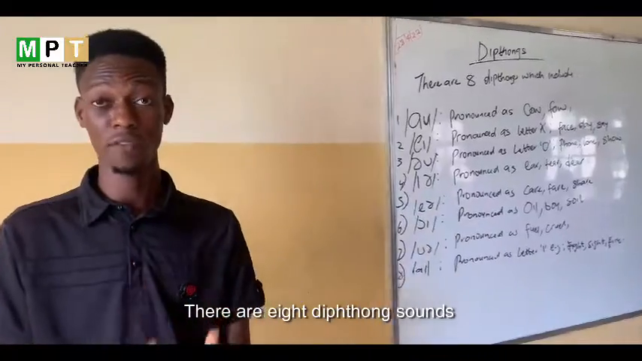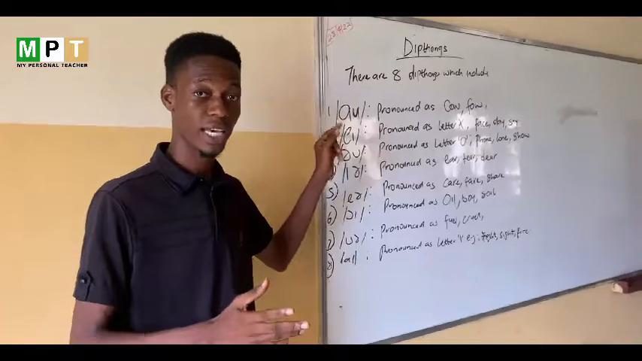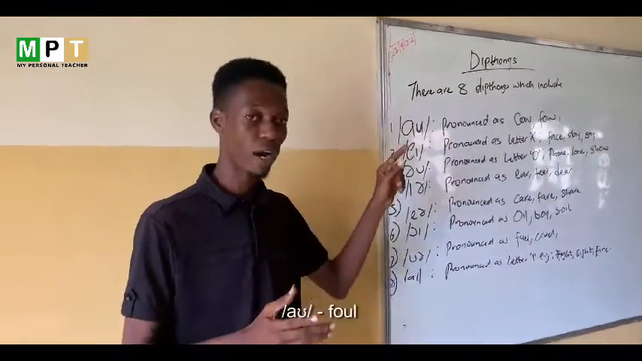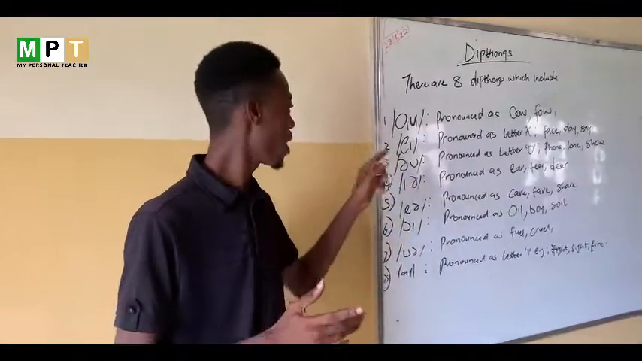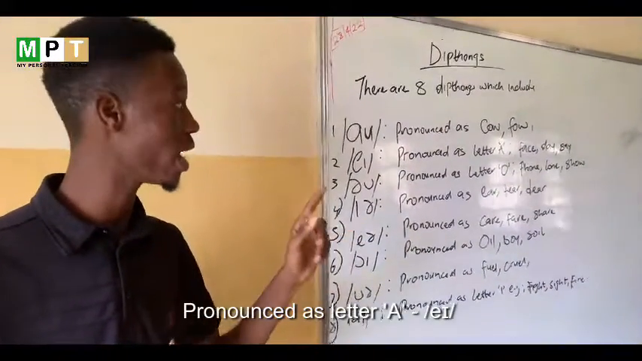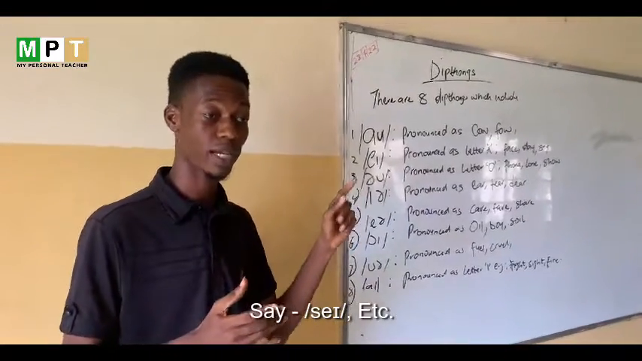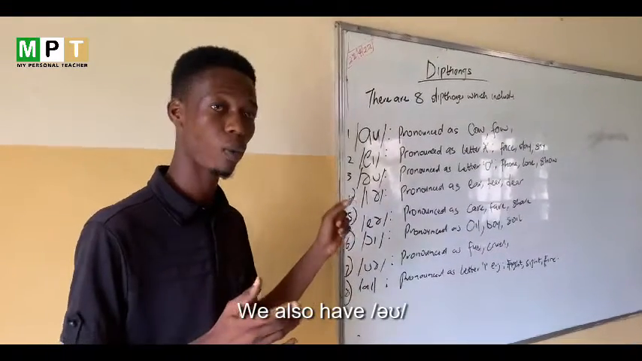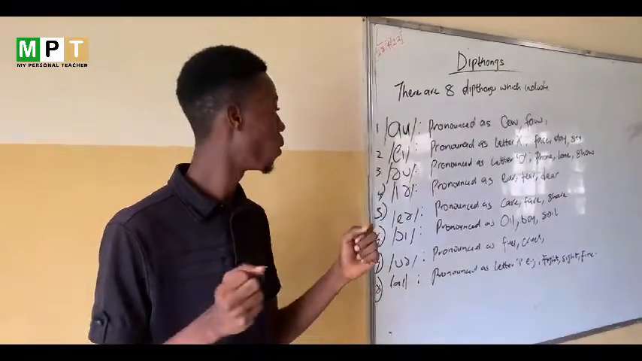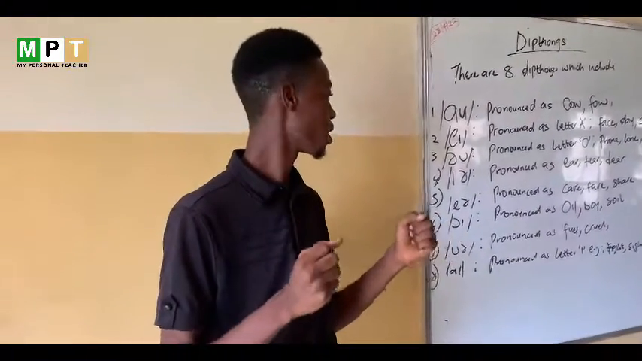There are 8 diphthong sounds, which include how, again, how, which is pronounced as in cow, fowl. Another example is hey, again, hey, pronounced as the letter A. Examples: face, they, say, etc. We also have how. I repeat, how. Examples: found, noun, shall, etc.